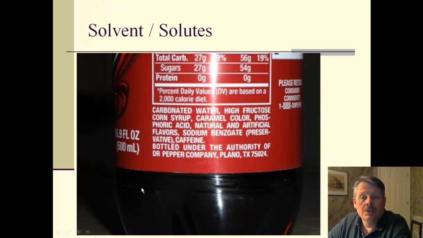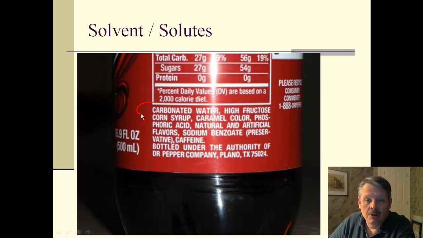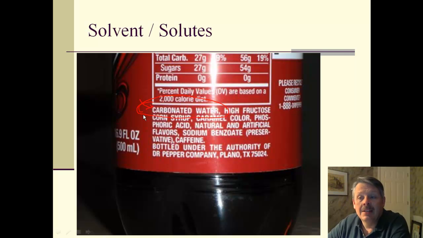Now, when you look at something like Dr. Pepper, you'll notice, and unfortunately I'm doing this red on red, but notice up here carbonated water is the number one ingredient. That means it is the most prevalent. That is the thing that is the solvent, and everything else in here is a solute, meaning it is dissolved in the water. So the high fructose corn syrup is dissolved in water. The color is dissolved in water. The phosphoric acid is dissolved in water, etc. All of these are dissolved in water.